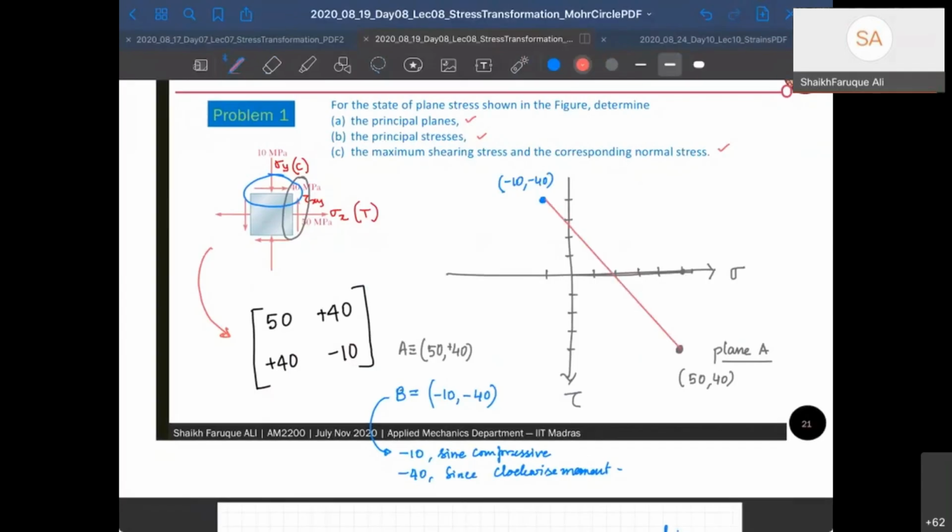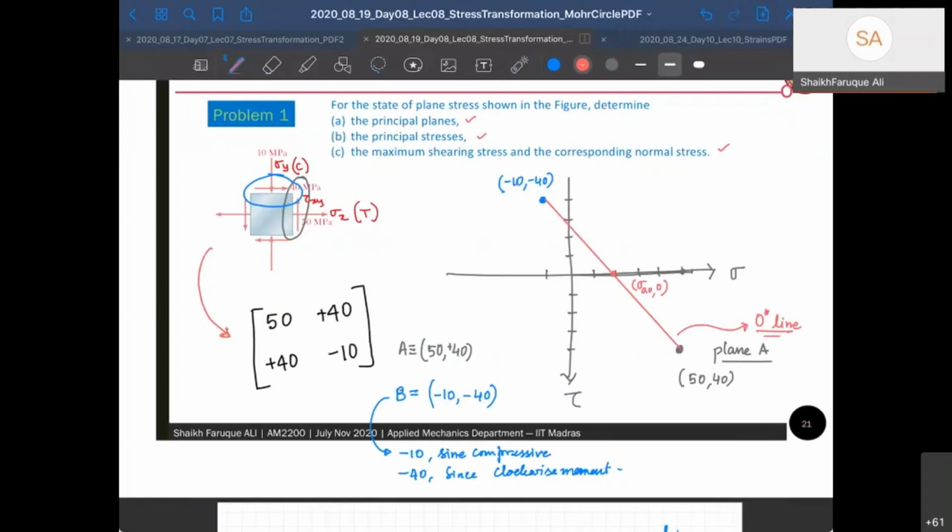Very nice. Very good. So that's my zero baseline drawn. This is my 0-degree line. What I have to do is find sigma average. So this is my point of sigma average, right? This is my sigma average, the center.